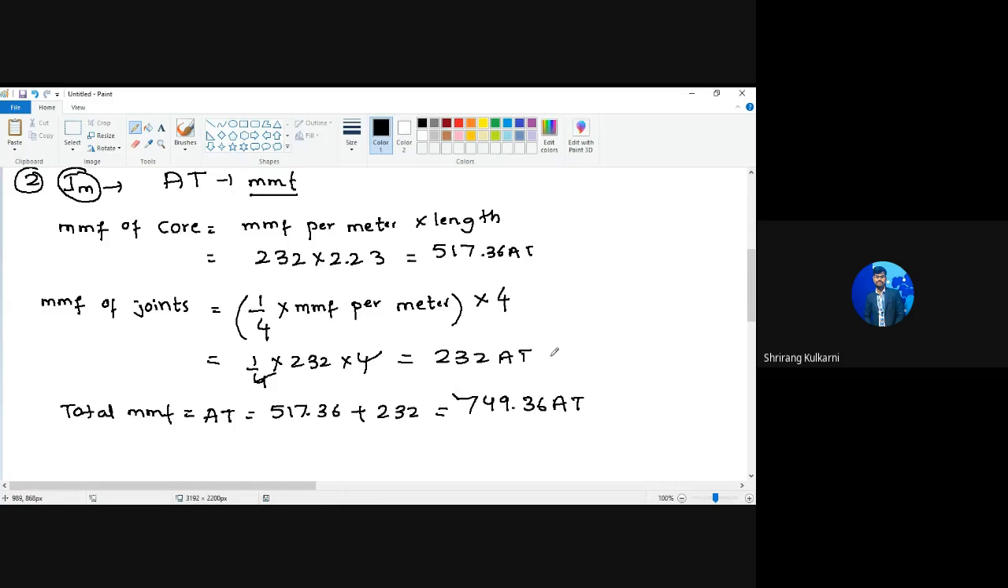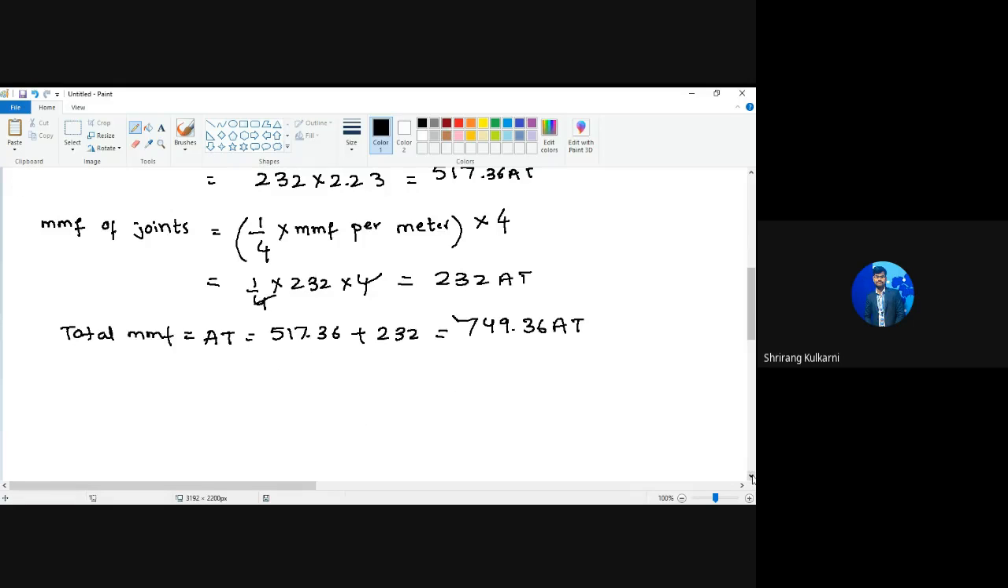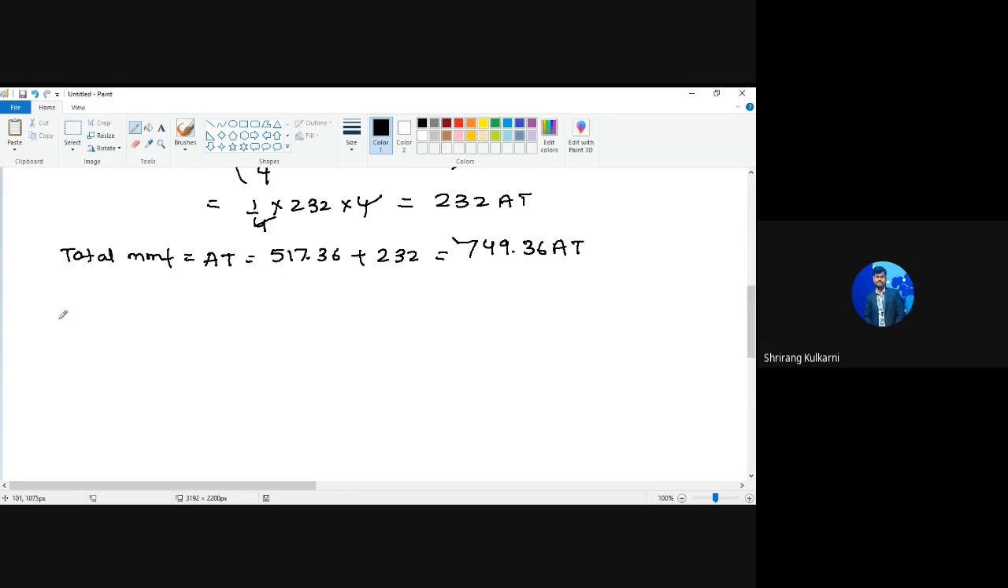Based on the given data in the problem, we are solving like this. In this problem, they have not mentioned MMF of yoke, MMF of joint separately. ಅವರು separate mention ಮಾಡಿಲ್ಲ. So overall MMF per meter ಕೊಟ್ಟಿದ್ದಾರೆ, total length ಕೊಟ್ಟಾರೆ. MMF per meter into length is given. We have got the total answer. Separate ಆಗಿ ಕೊಟ್ಟಿಲ್ಲ. So like this we have to do in this case. It is the first type of problem. Okay. So total MMF we have calculated.